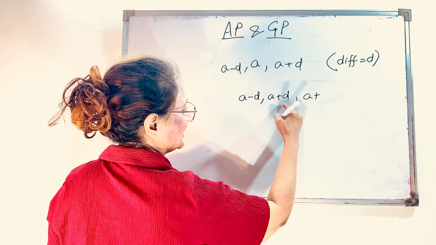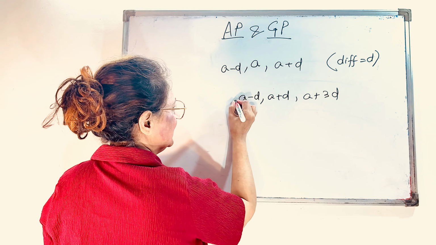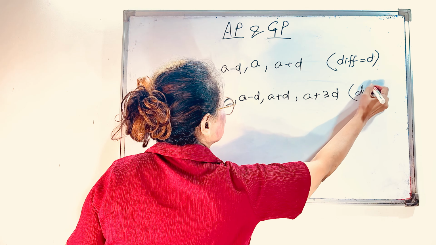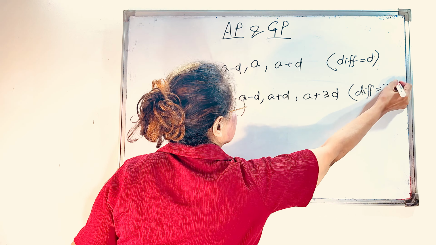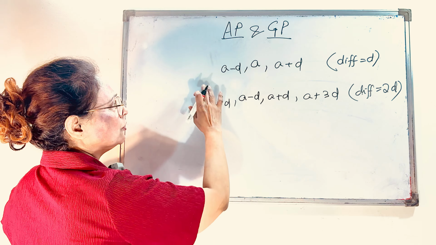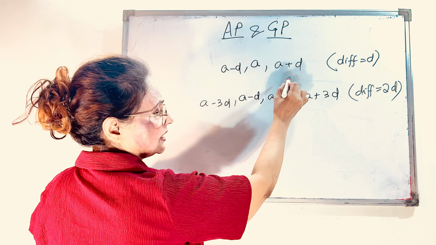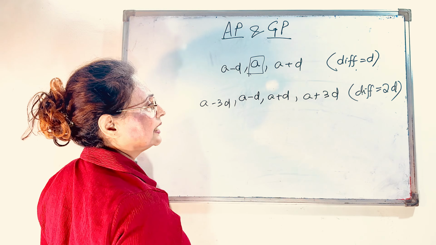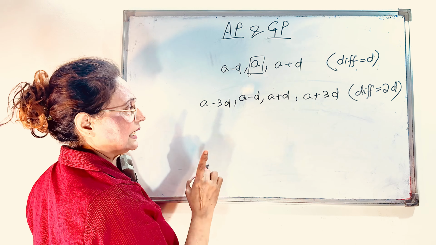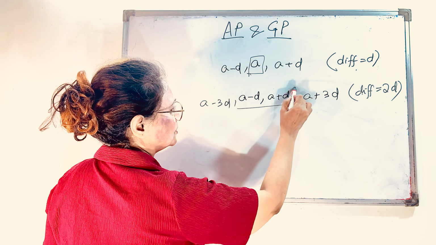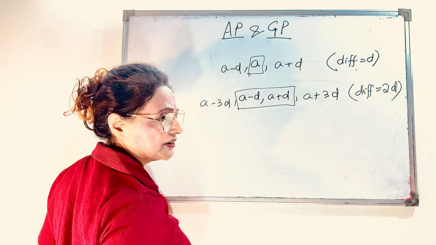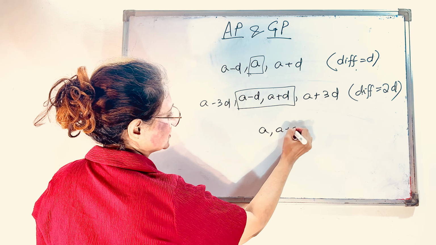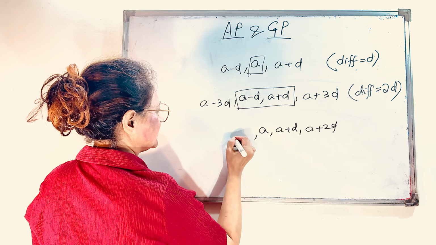So the next would be adding 2D here, next would be 3D, subtracting 2D, next would be, right? So here the difference is 2D. Just remember these. If the number of numbers is odd, the difference is D, and the middle term is A. If the number of numbers is even, there are no middle terms, so the two middle terms are these and the difference is 2D. Hence for 5, it is A, A plus D, A plus 2D, and on this side subtract.